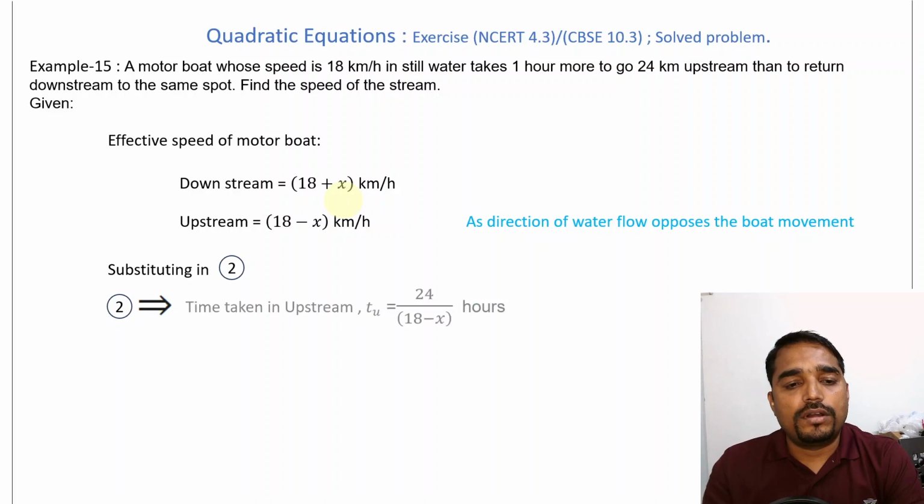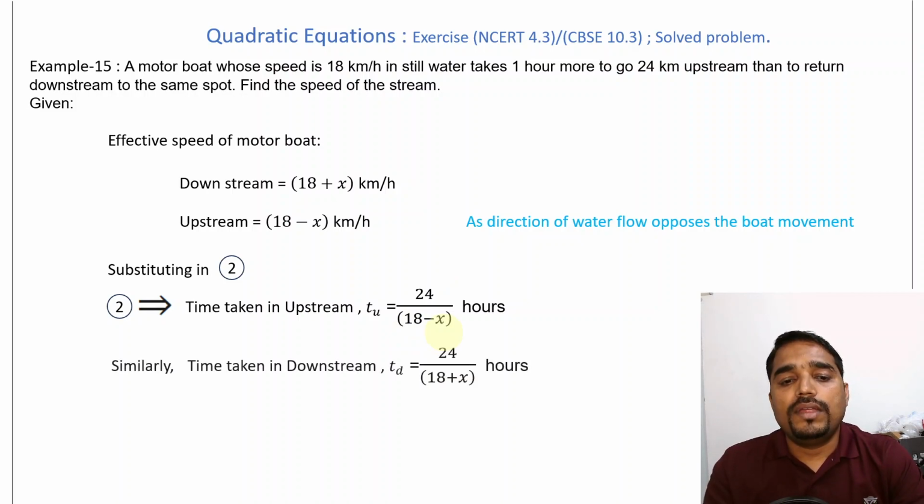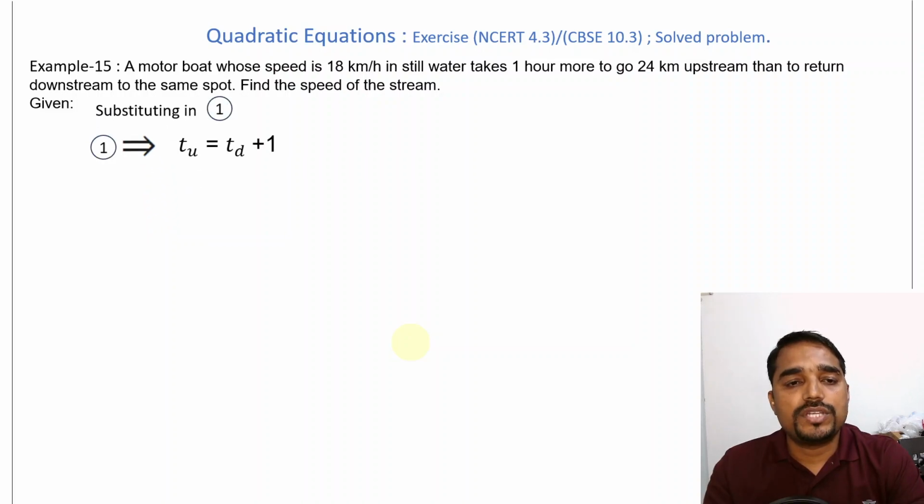Therefore, time taken for upstream, TU, is equal to 24 divided by 18 minus x, that is, 24 kilometers is the total distance traveled by the motorboat upstream divided by the effective speed of upstream, 18 minus x. Similarly, time taken downstream, TD, is equal to 24 divided by 18 plus x hours. Now let us substitute TU and TD in equation 1. On substituting in equation 1, TU is equal to TD plus 1. Therefore, 24 divided by 18 minus x is equal to 24 divided by 18 plus x, plus 1.